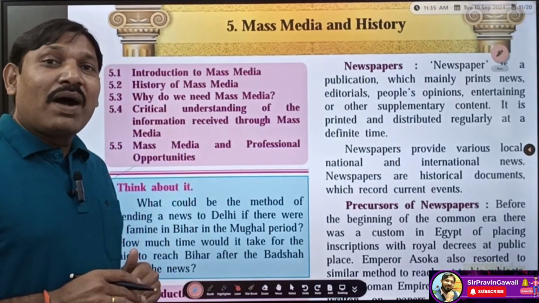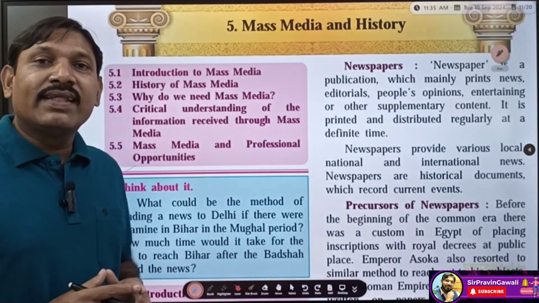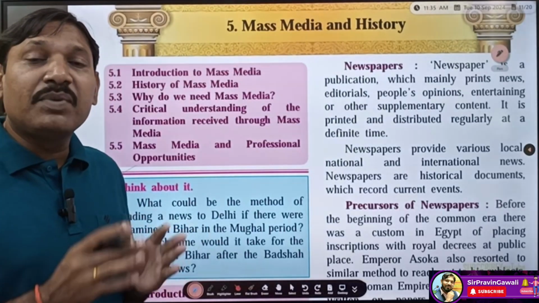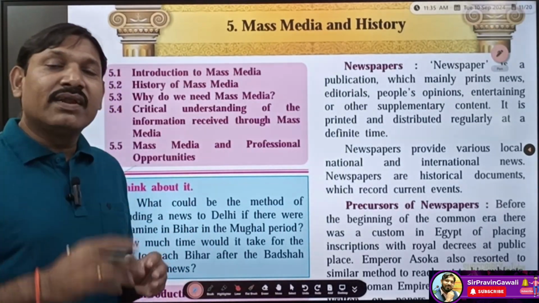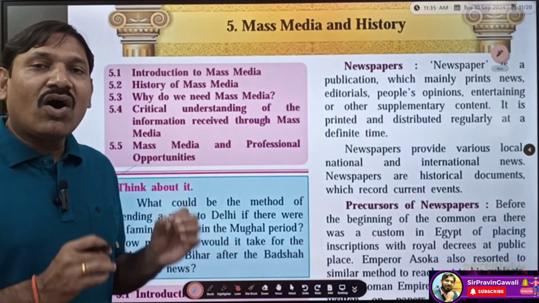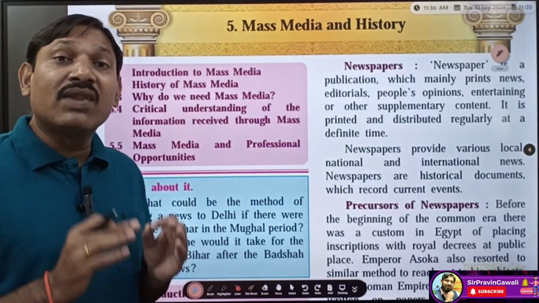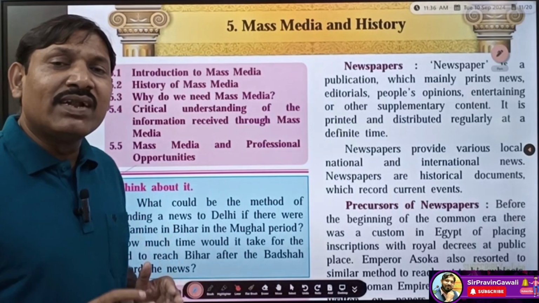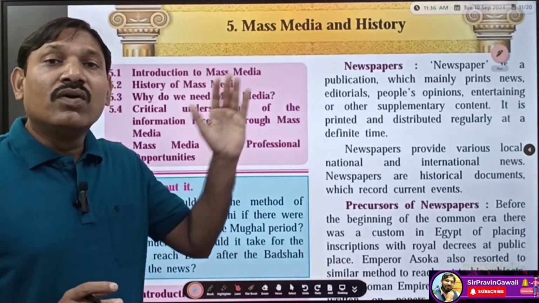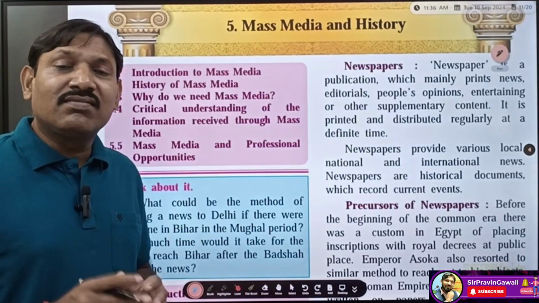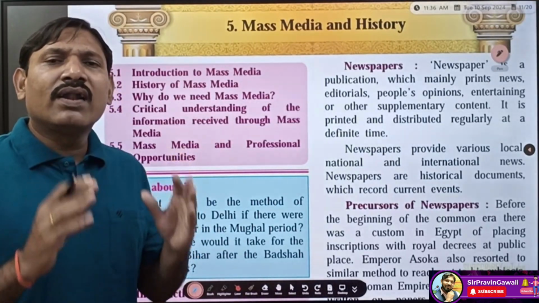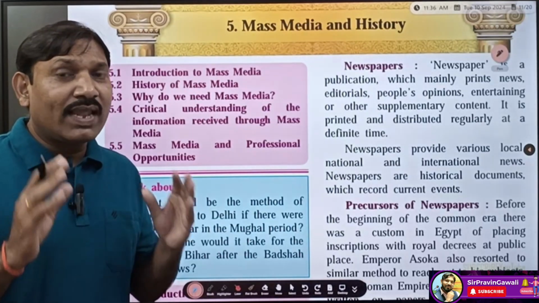What is the duration of the Mughal Empire? 15th century to the 17th century. This is the period of the Mughal Empire. In that period, if something happened in the region of Bihar, for example a famine, how much time would it take to inform the Mughal Empire from Bihar to Delhi? The distance between Delhi and Bihar is near about 1100 or 1200 kilometers.